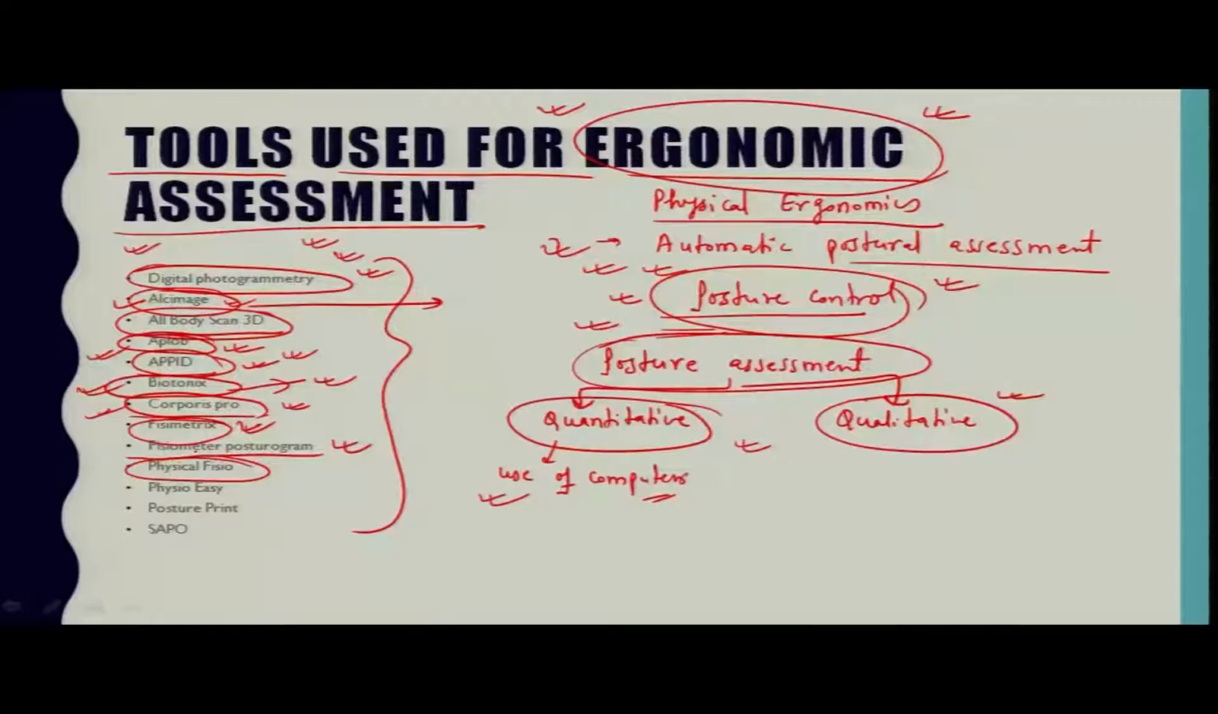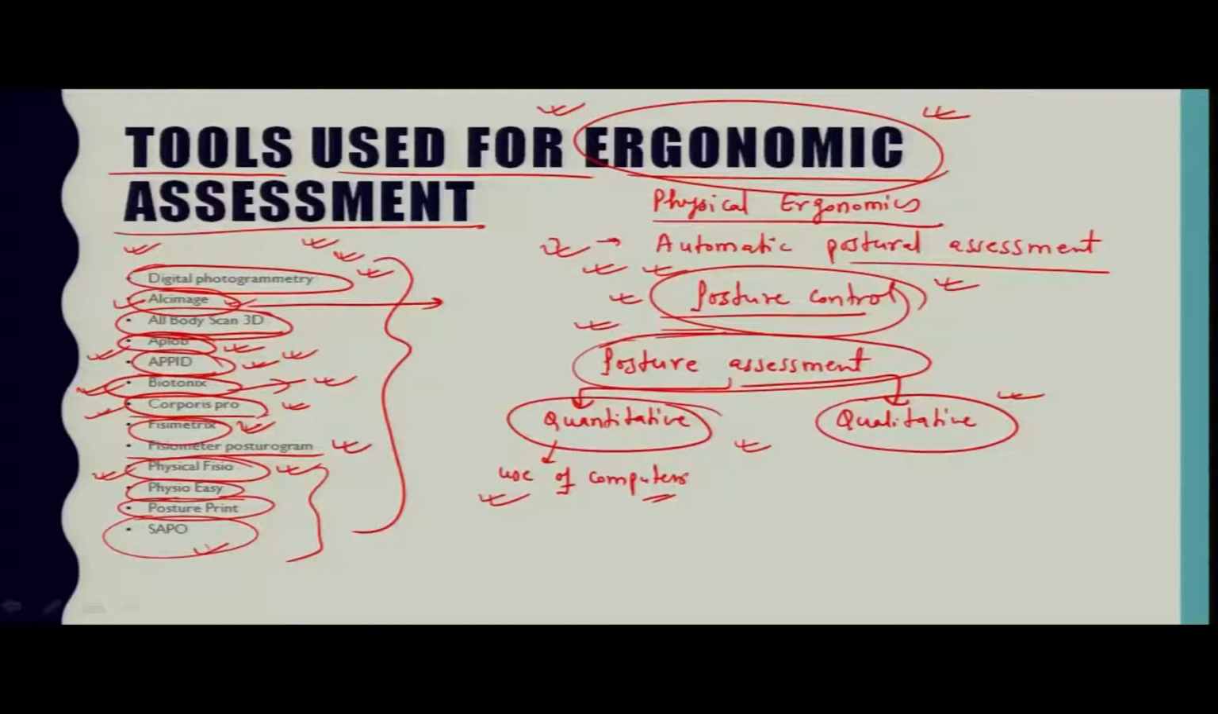Another tool is Physical Physio. It consists of posture evaluation software with several phases, like evaluation of flexibility and posture, measurement of perimeters, and whole body composition analysis. Physio Easy is also there, Posture Print is there, and SAPO is there. These have slightly distinct methodologies in order to perform postural assessment.